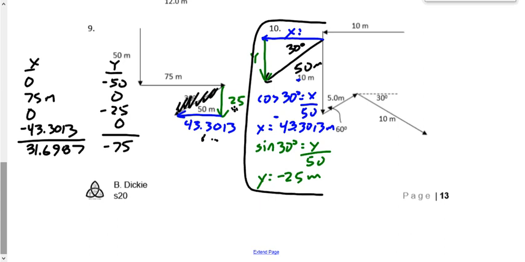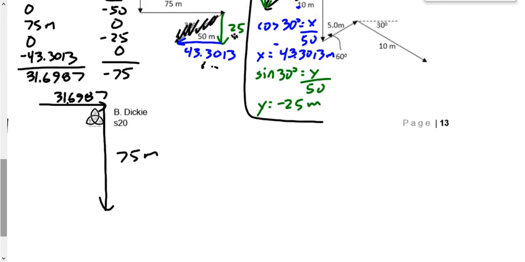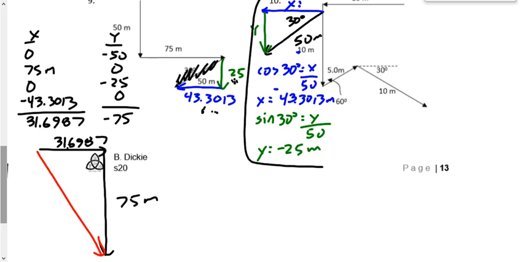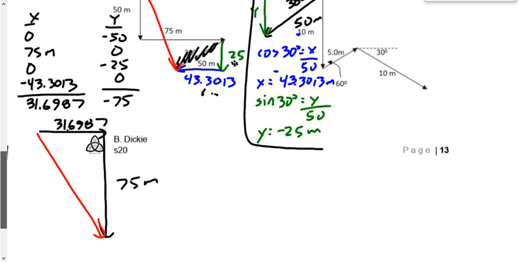Let's redraw this. We got 31.6987. We got negative 75. I don't need to put in the negative now because the arrow shows that direction. And my resultant vector, again, I should have drawn it up here just to compare. Sure enough, it looks pretty much like it did in the original diagram.